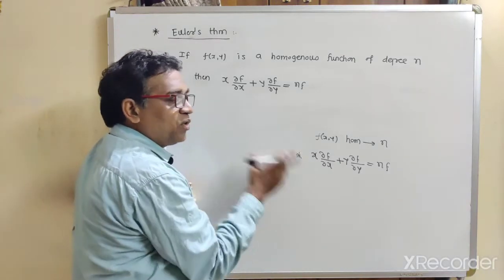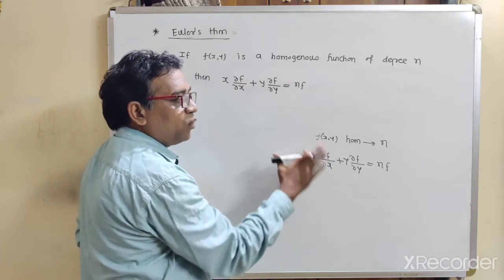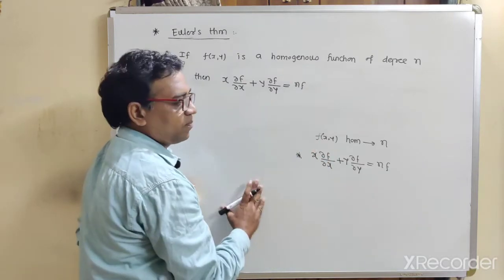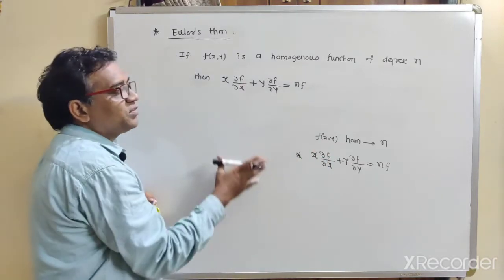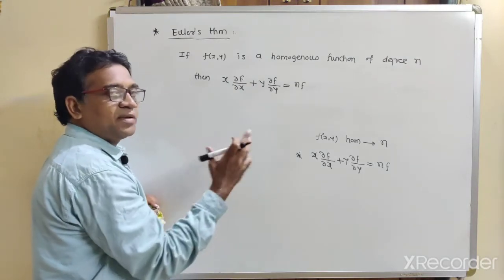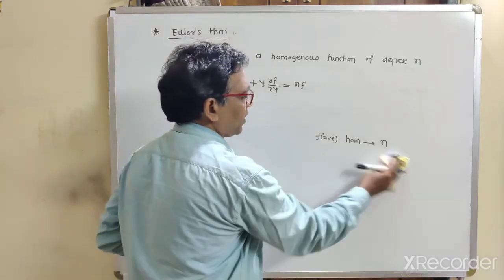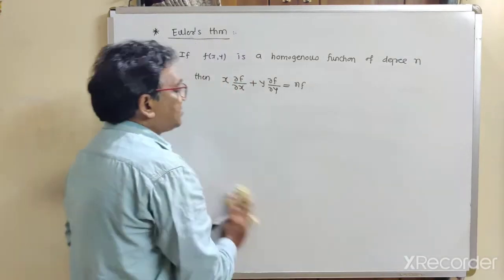So first of all, note that Euler's theorem is applicable only for the homogeneous function. For a non-homogeneous function we cannot apply Euler's theorem. So let us write down the proof.